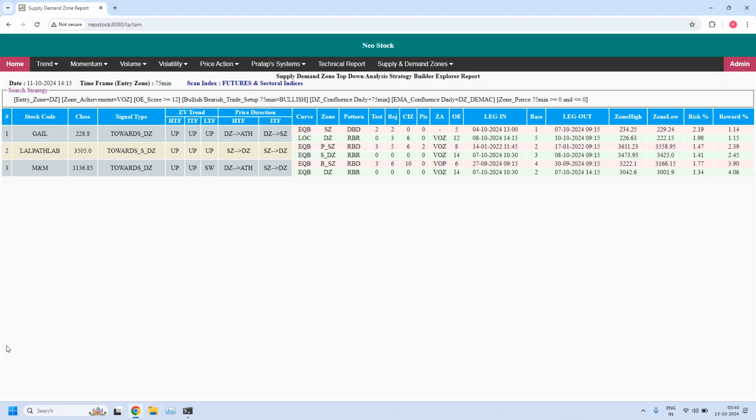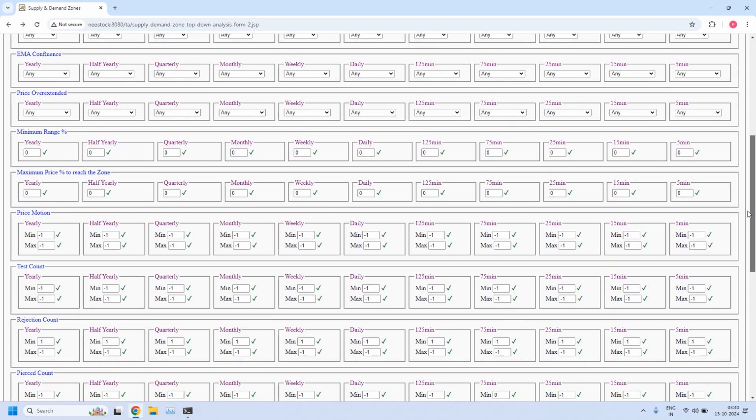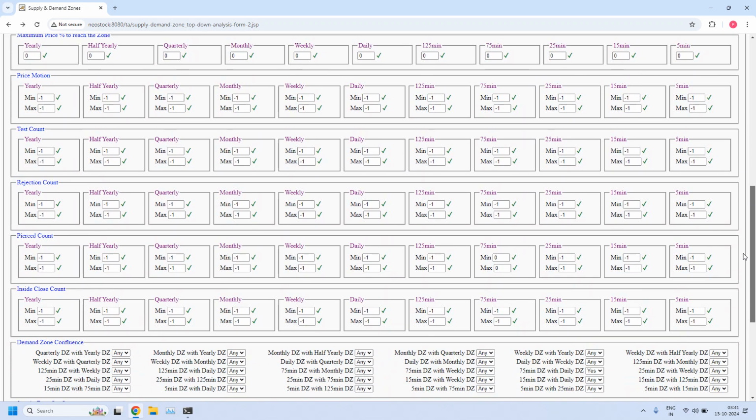And we will also look for another combination, LTF, ITF and HTF demand zone confluence. For that we need to remove this EMA filter. I removed it in the demand zone confluence. For LTF, ITF, HTF confluence, already one filter is enabled. 75 minutes demand zone with daily demand zone is already enabled. Now I am enabling two more filters, 75 minutes demand zone confluence with weekly demand zone, and also weekly demand zone confluence.